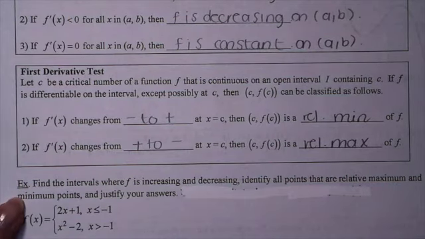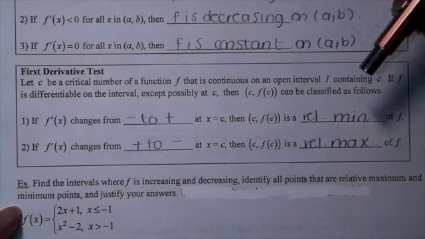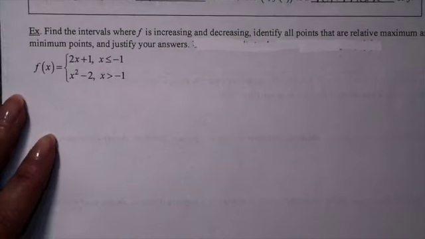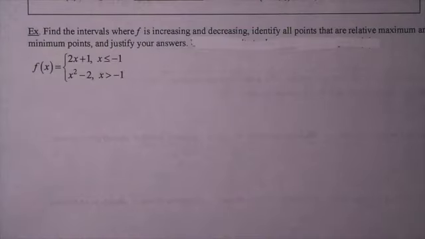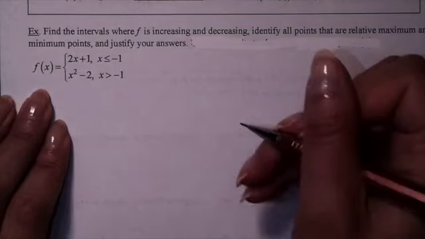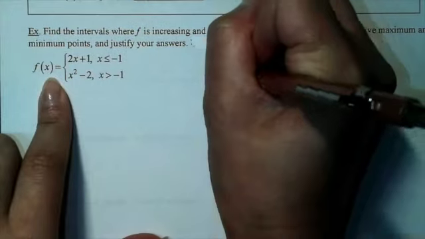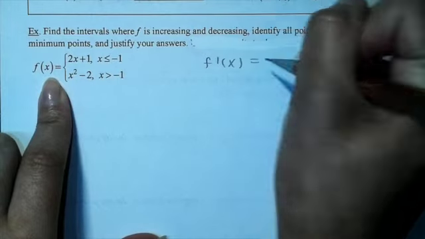So taking into account these ideas for the next examples that we're going to work. In the next example, they are asking you to find the intervals where f is increasing and decreasing, and they want you to identify all the points that are relative maximums and relative minimums, and of course they want you to justify your answers. So as I was telling you before, when in doubt, take the derivative. So you're going to take the derivative of this piecewise function.